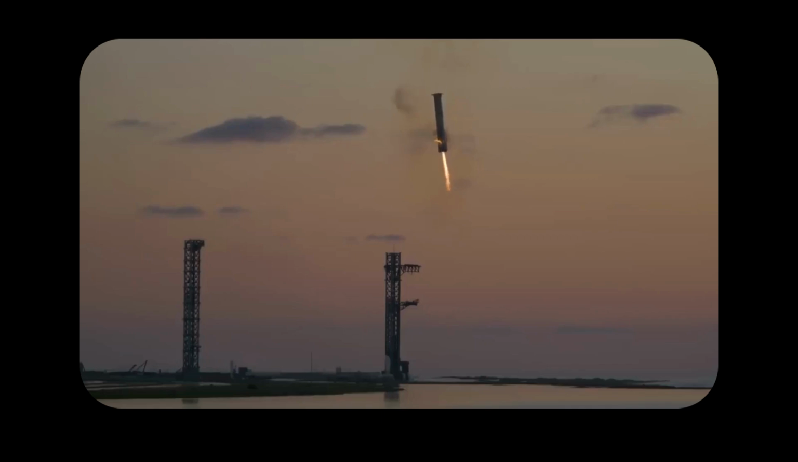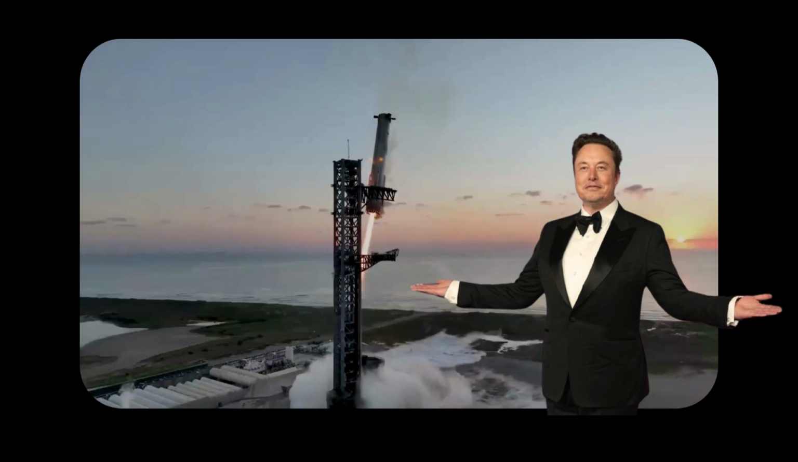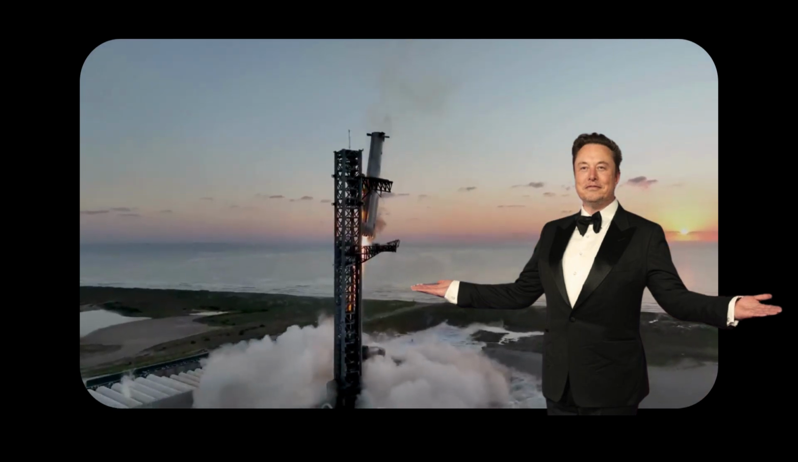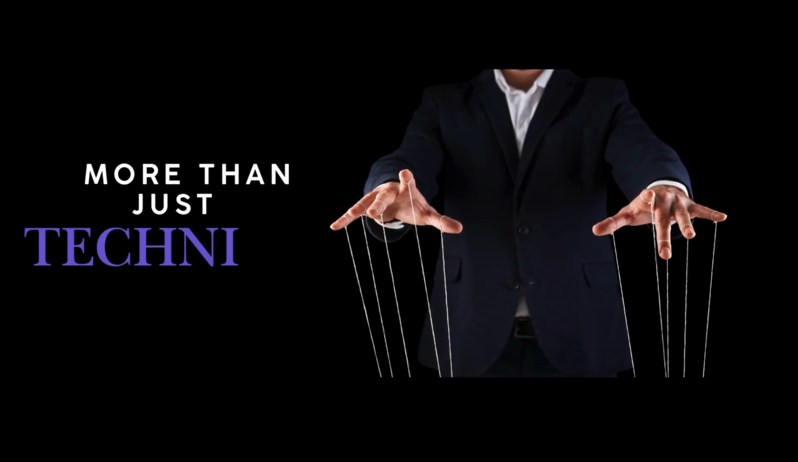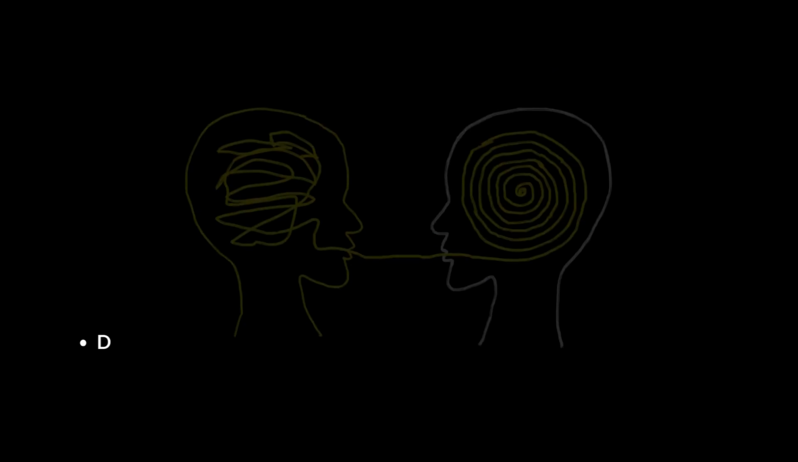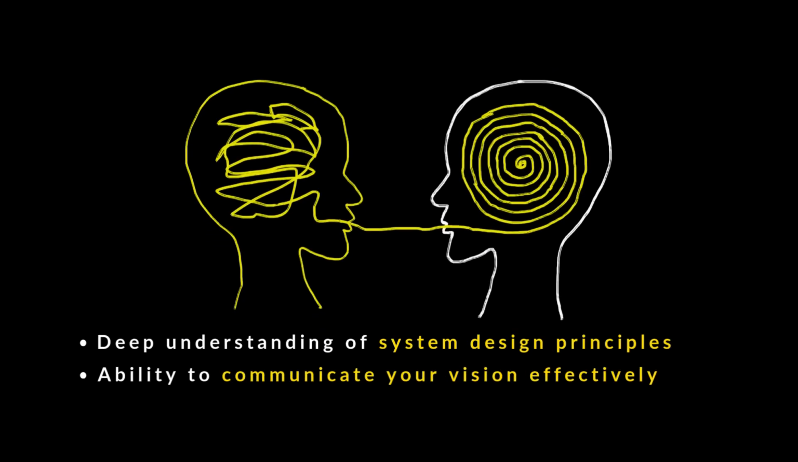Behind every great technology lies a mastermind, an engineer who can envision, design, and bring to life complex systems that shape the world. But becoming that mastermind requires more than just technical expertise. It demands a deep understanding of system design principles and the ability to communicate your vision effectively.